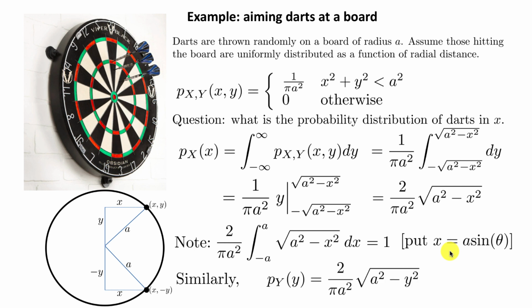Of course, if we calculate this marginal probability distribution, that is to say in y, it's exactly the same, except where there is x, such as over here, now there's y.